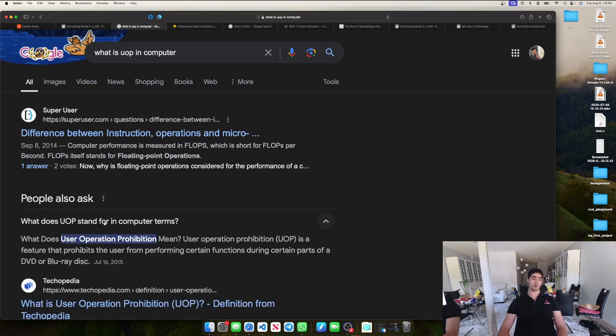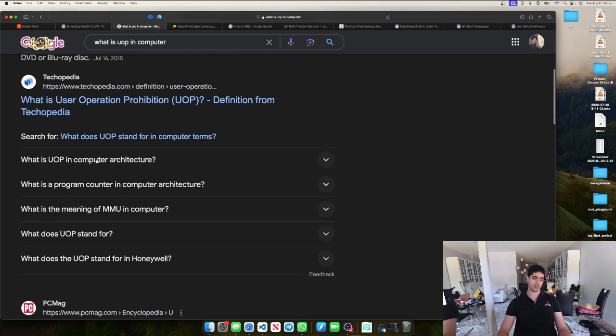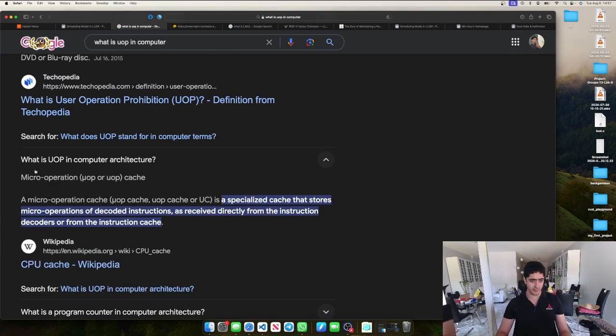User operation prohibition. User operation prohibition (UOP) is a feature that prohibits the user from performing certain functions during certain parts of. Come on. Here we go. Micro operation, micro-op or UOP cache: a micro-operation cache is a special cache that stores micro-operations of decoded instructions received directly from the instruction decoders or from the instruction cache.